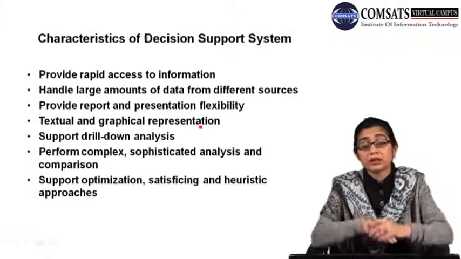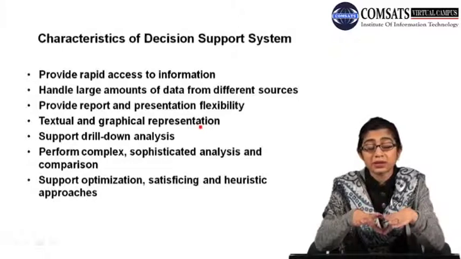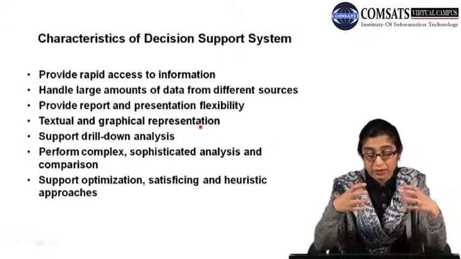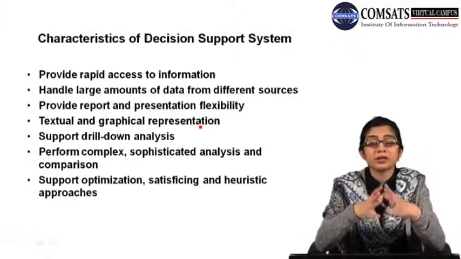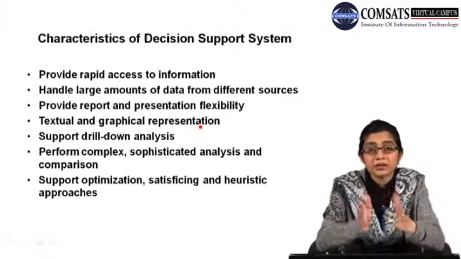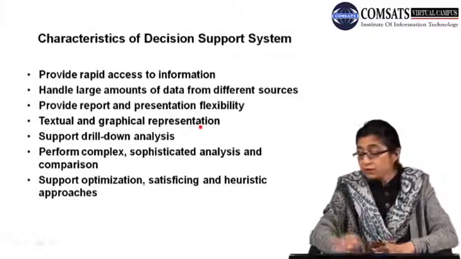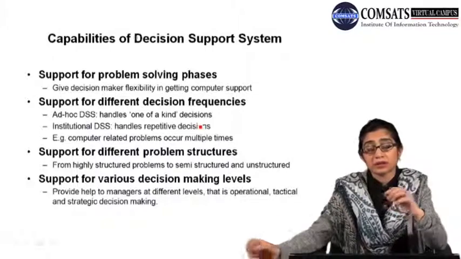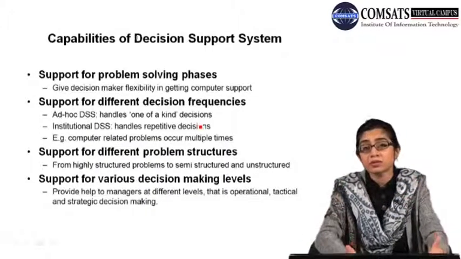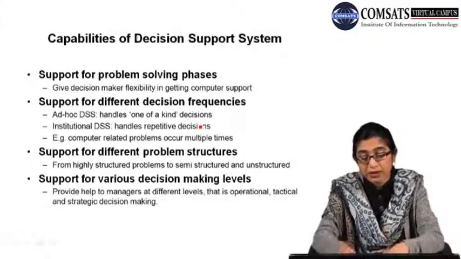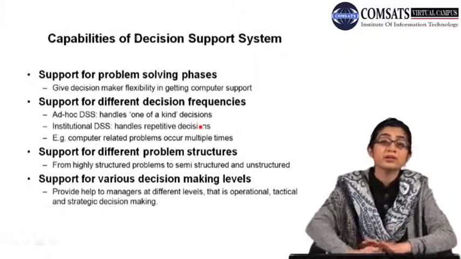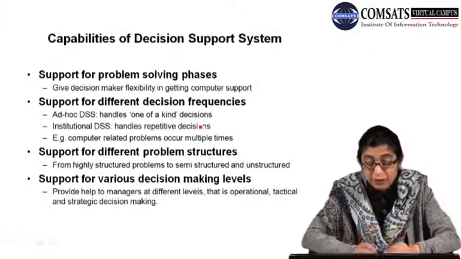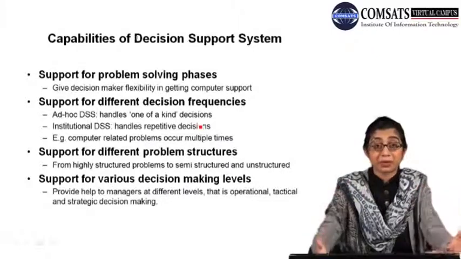Right, so these were the characteristics of the decision support system. That is, any decision support system will provide you these characteristics or these functions. Now let's move on to the capabilities of the decision support system. That is, when you have a decision support system, what is it capable of? Characteristics are the functions that decision support systems perform. Capabilities means what does it support?